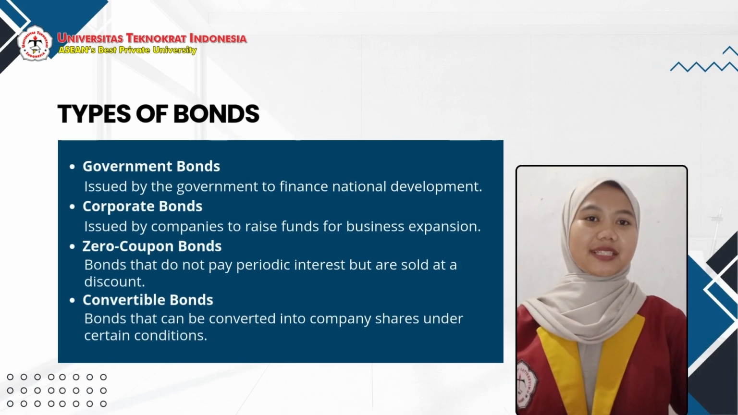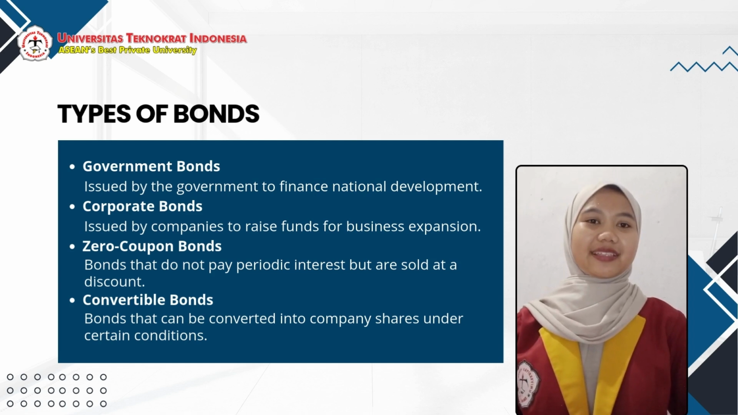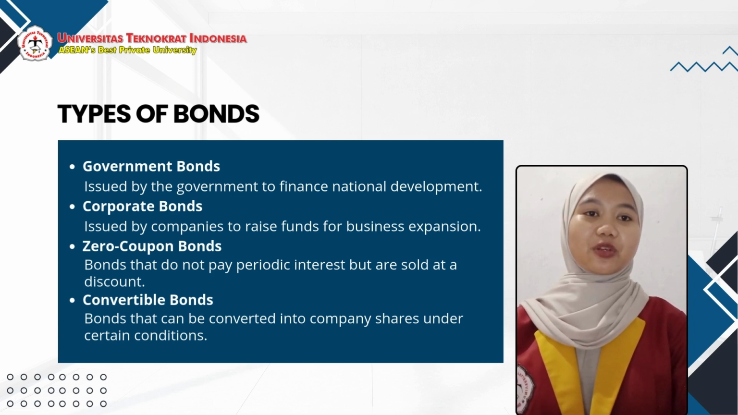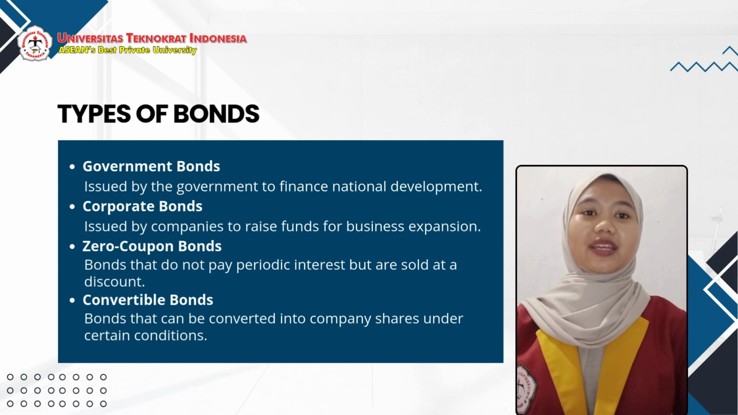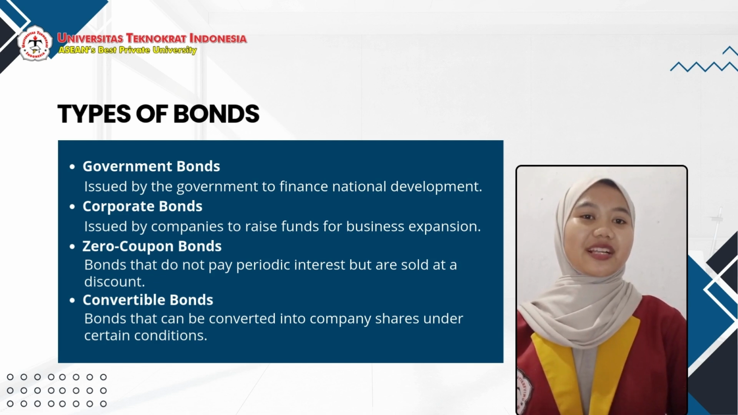Types of bonds. There are several types of bonds in the capital market. The first type is government bonds, which are issued by the government to finance national development and public projects. The second type is corporate bonds, which are issued by companies to obtain funds for business expansion or operational needs.